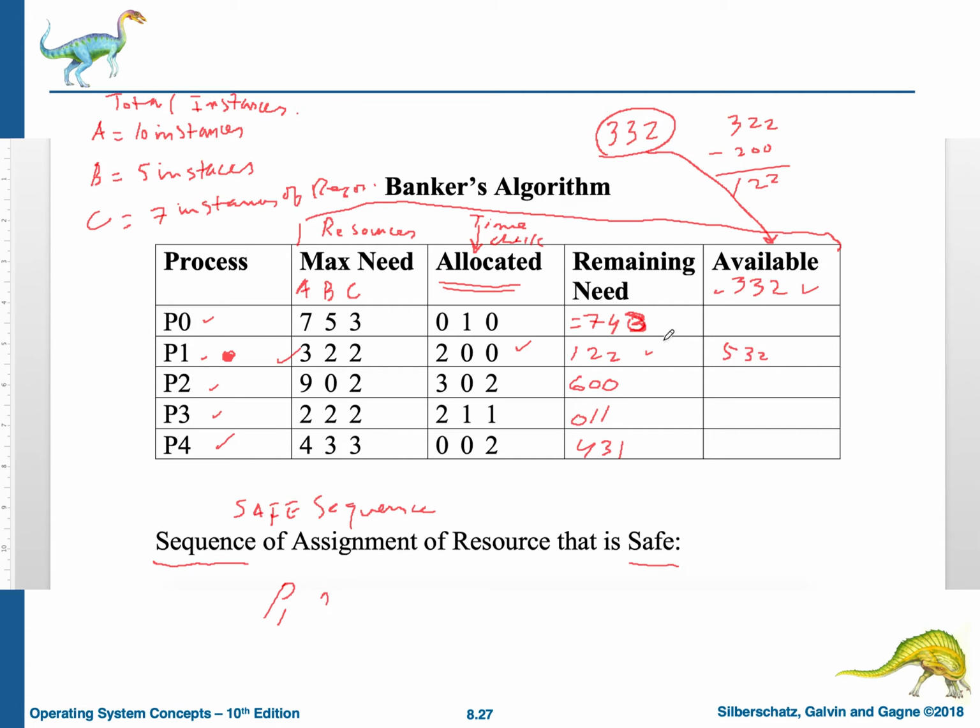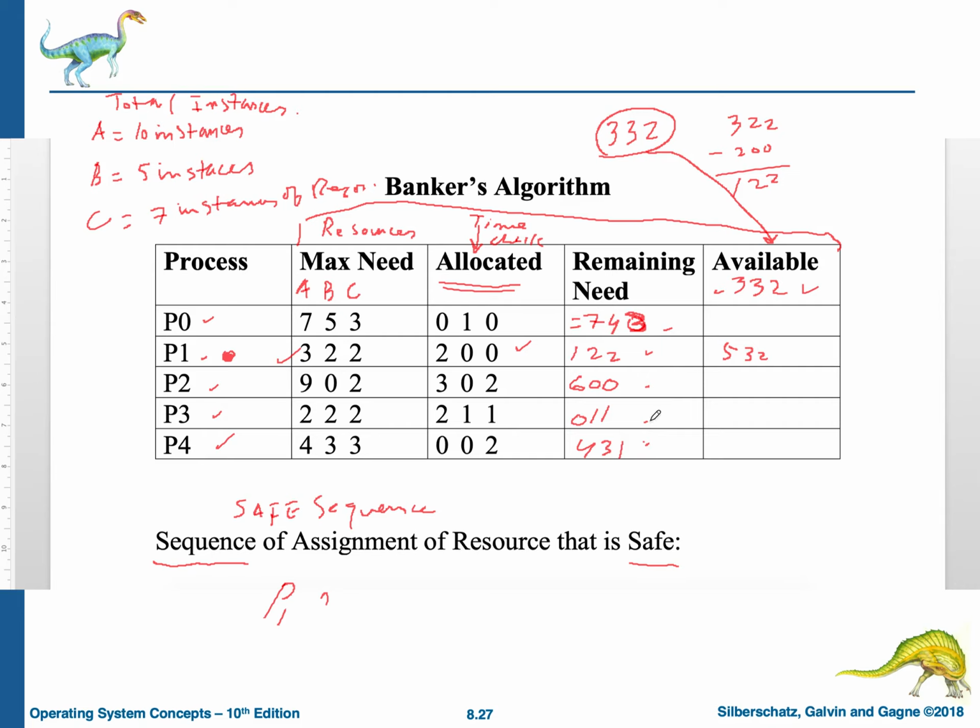Now we will again see from the very beginning: this cannot be done, this cannot be done, this cannot be done, this can be done. But we will go further and see that this can also be done, but we will go in a sequence. So we will select this P3 for our next execution. Now from 532 we give 11 resources, and we are remaining with 521 resources.